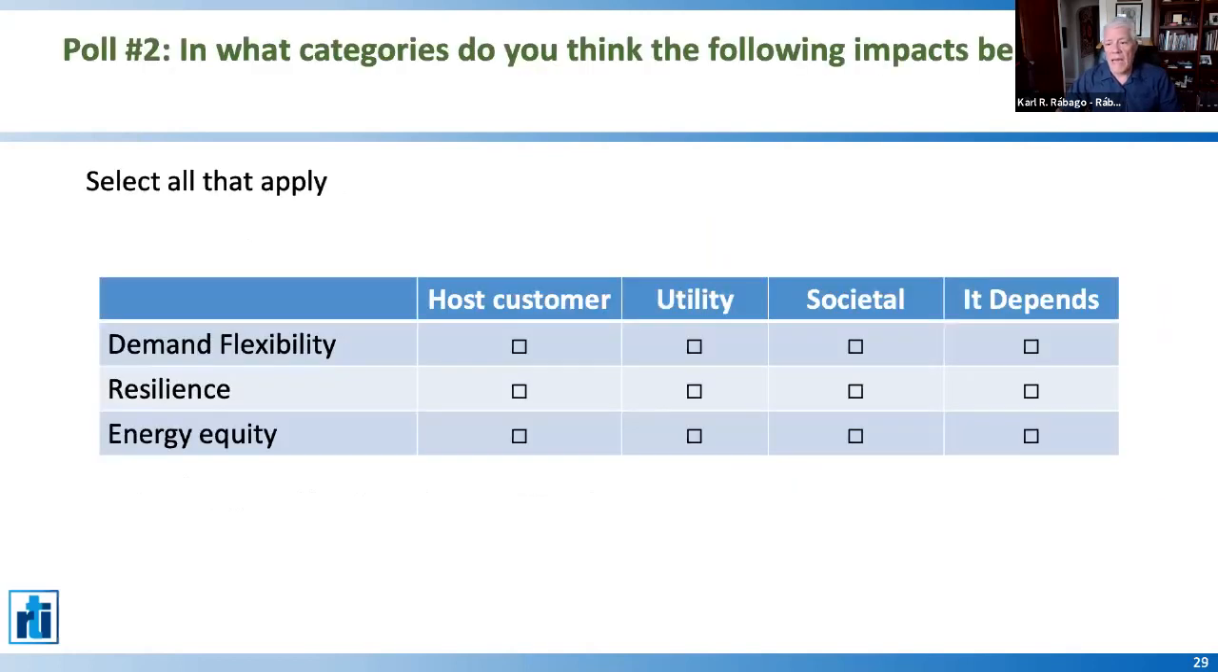Okay, lots of impacts. Let's ask a quick question here. In this poll question, we ask you to think about three categories: demand flexibility, resilience, and energy equity. What categories do you think these impacts belong in? So where does demand flexibility belong? Is it a host customer, utility, societal, or it depends? Same with resilience and energy equity.